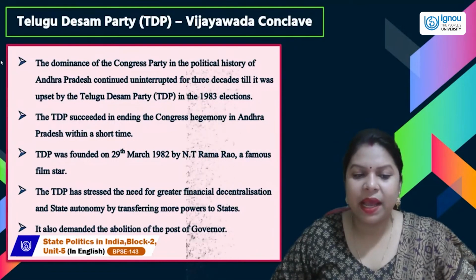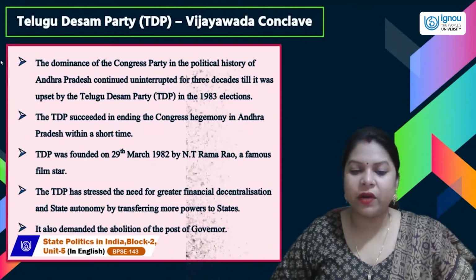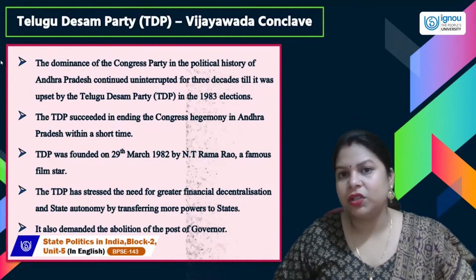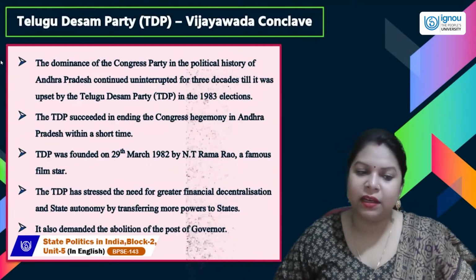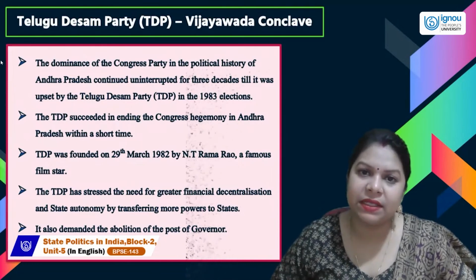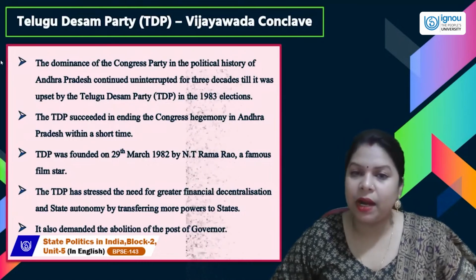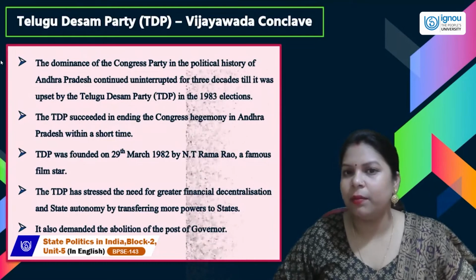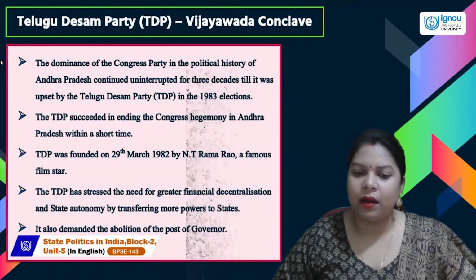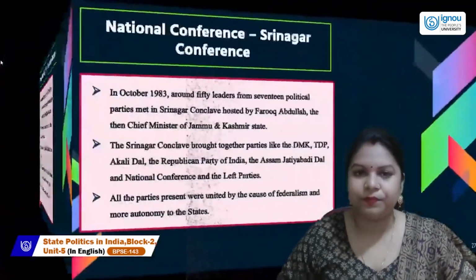The Telugu Desam Party has stressed the need for greater financial decentralization and state autonomy by transferring more powers to states. They also wanted more powers and more autonomy for the states, and the Telugu Desam Party's demand was to have greater financial decentralization. It also demanded the abolition of the post of the Governor. The Governor's post is very complicated and also very controversial, and that's why the Telugu Desam Party wanted the abolition of the post of the Governor.